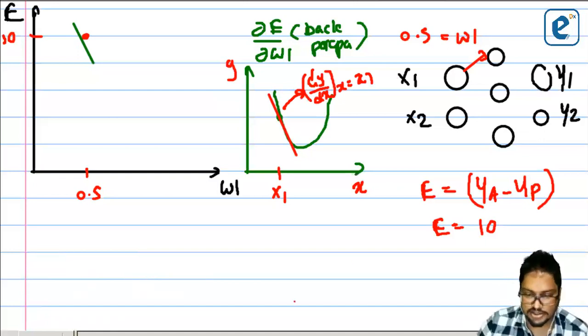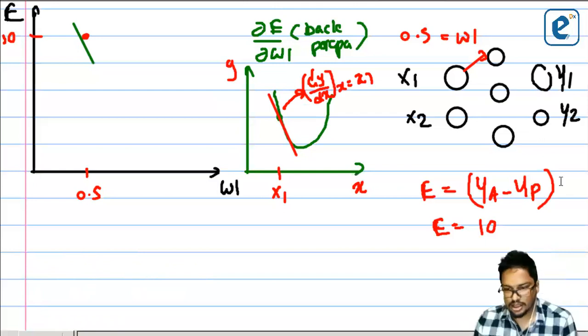Yes, we had some answers. Error will reduce by doing it. Gradient is minus. Yes, good.